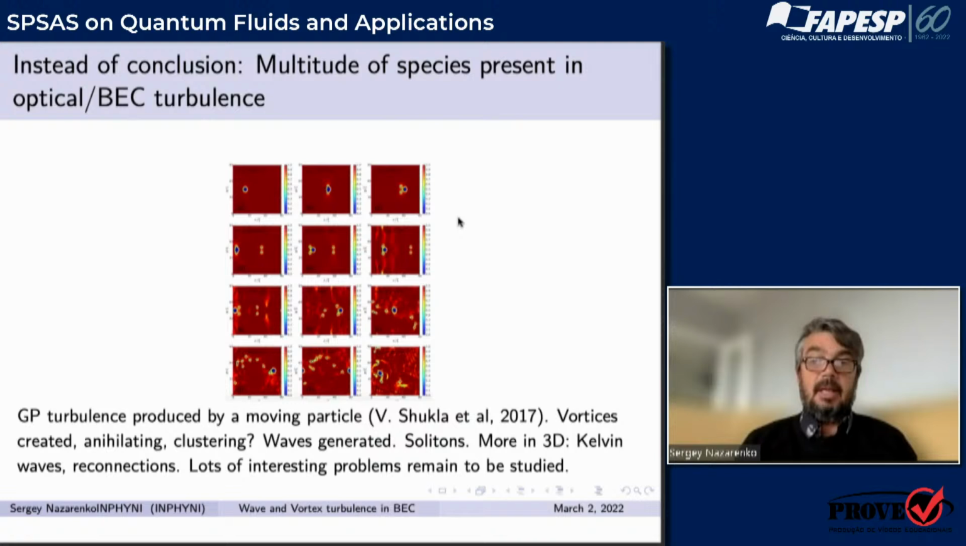So here I just put an illustration, a cartoon, of what happens in a 2D Gross-Pitaevskii equation simulation when a flow goes past an obstacle. If your velocity is high enough, it produces a vortex dipole that can go through the system, bounce back, and produce more and more vortices. And finally, you get a lot of vortices, and that's a turbulent state with vortices and acoustic waves in between.